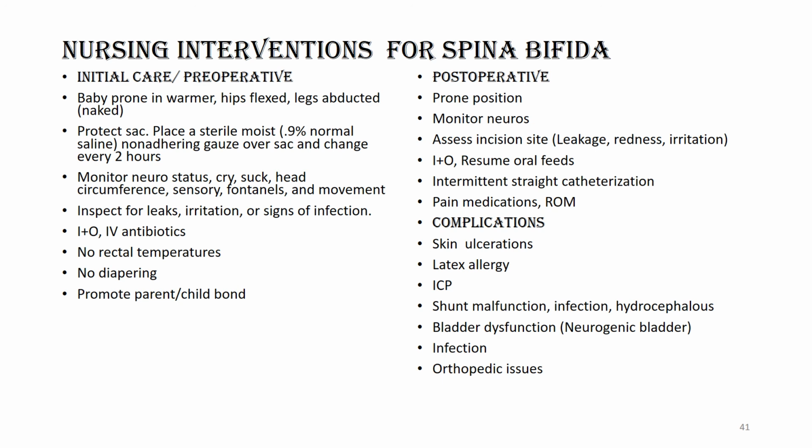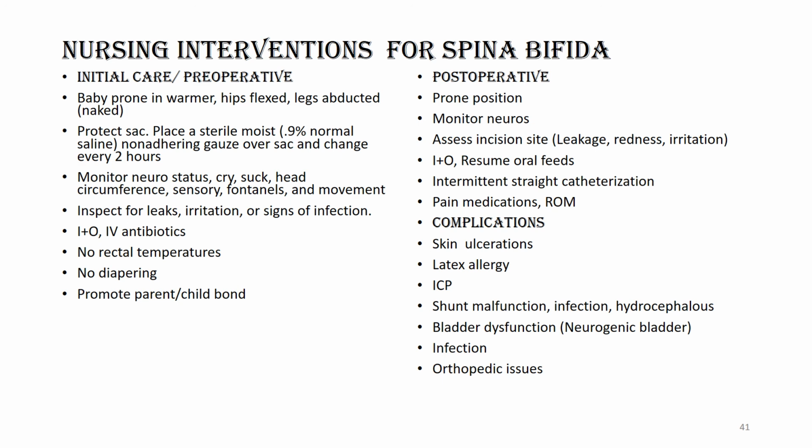Postoperatively, when the baby comes back, again in a prone position, the neurals need to be watched closely, as does the incision site for leakage, redness, and irritation. The baby will be on IV fluids, and when the prescription comes, you can resume oral feedings. Intermittent straight catheterization needs to be done because they'll have no bladder control. And pain medication, they can't tell you. You'll have to use the FLACC scale and range of motion on whatever extremities you can do it on.